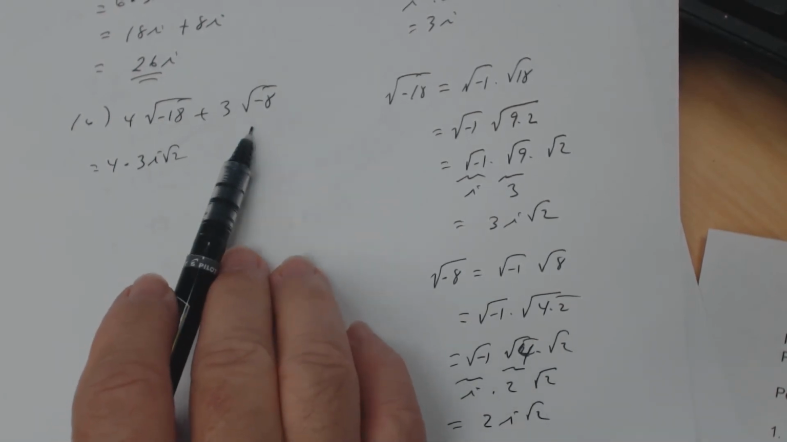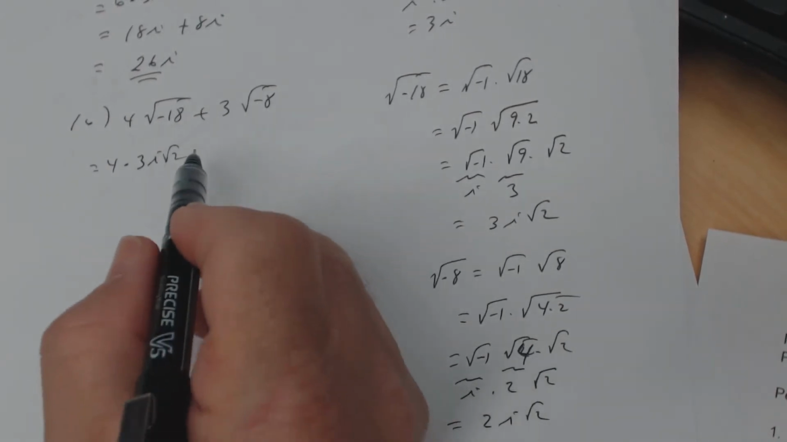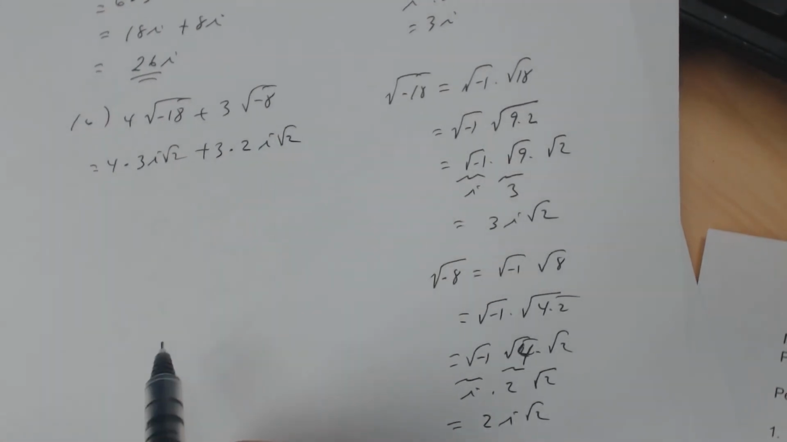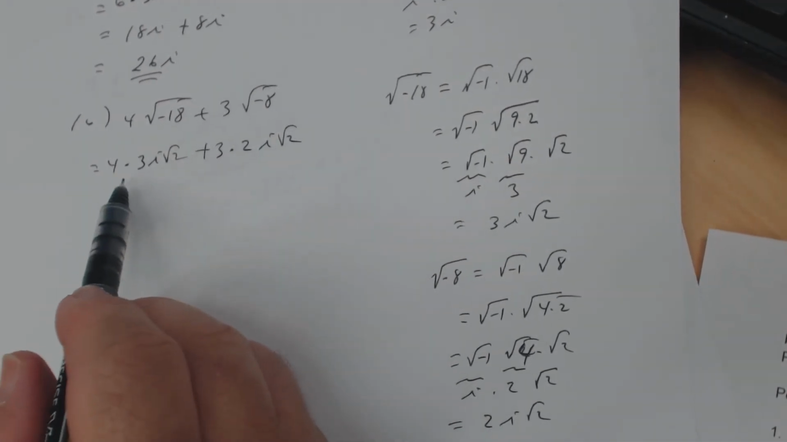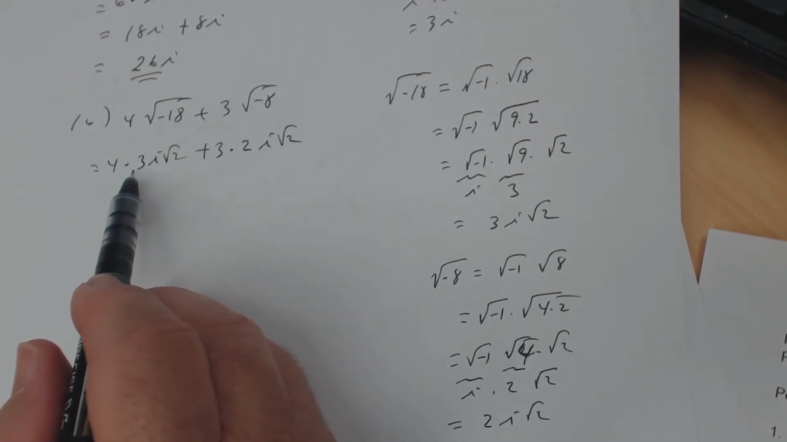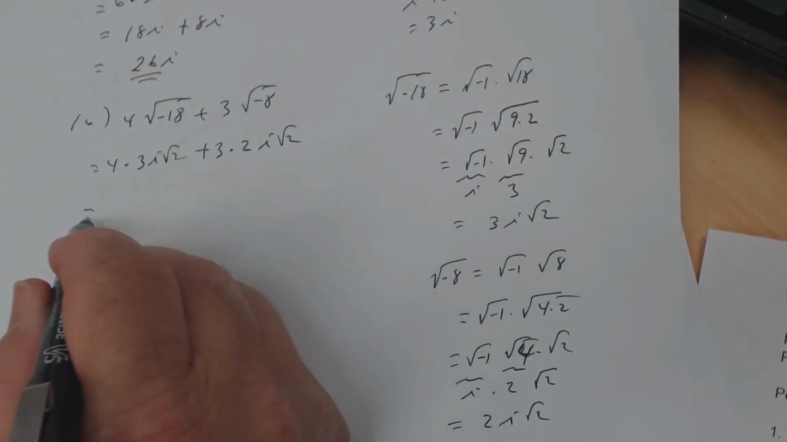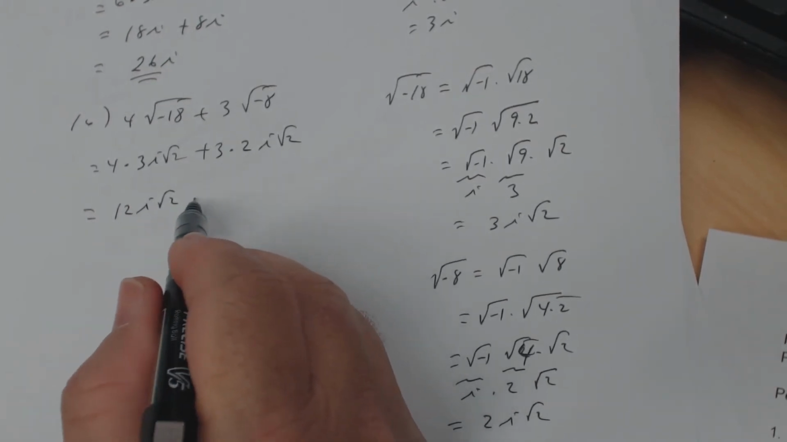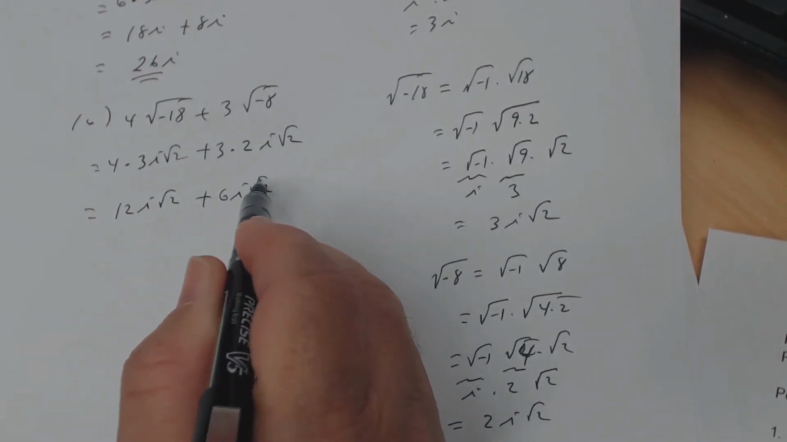Square root of 4 becomes 2, so this becomes i times 2. I can't do anything with the square root of 2, so this is 2i square root of 2. So that's what the square root of negative 8 is: 2i square root of 2. So I'm going to write this as plus 3 times 2i square root of 2. Now I notice that 4 times 3 is 12, so that becomes 12i square root of 2. And over here, 3 times 2 is 6, so that becomes 6i square root of 2.